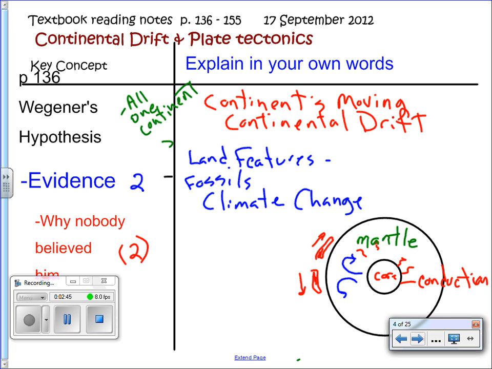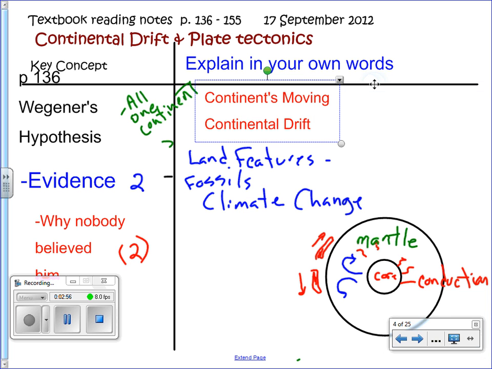Three main lines of evidence that Alfred Wegener had: his idea was that continents are moving, called continental drift. What evidence did he have? Well, one line of evidence is land features, which are things like mountain ranges that matched up on opposite continents. Another one was fossils, fossils of similar animals, and I'll show you a map here in a minute, and evidence of climates in the past.